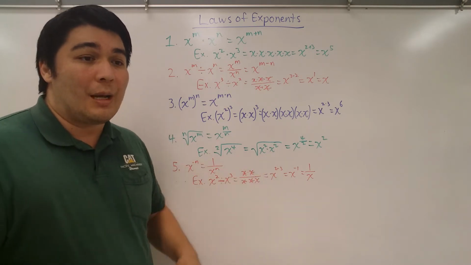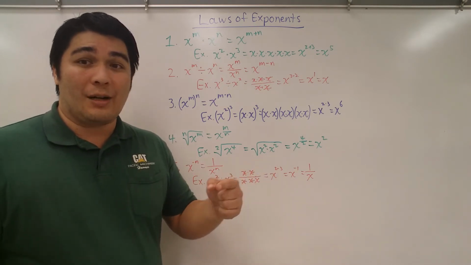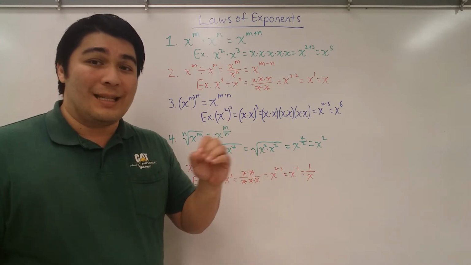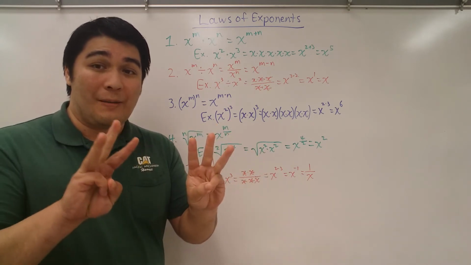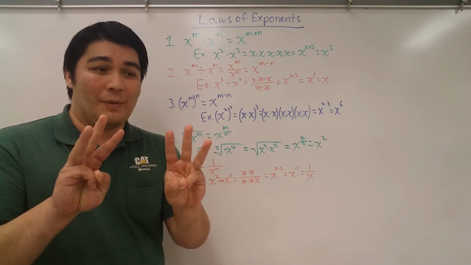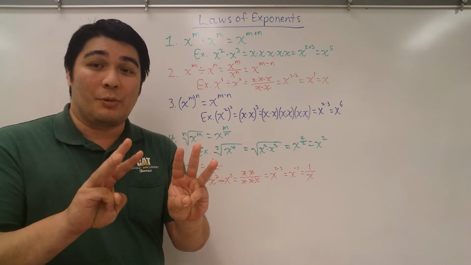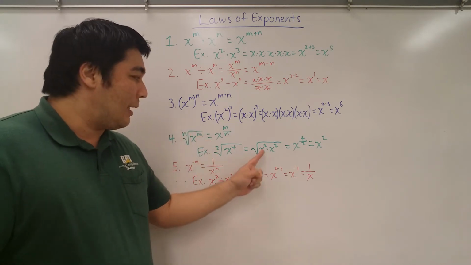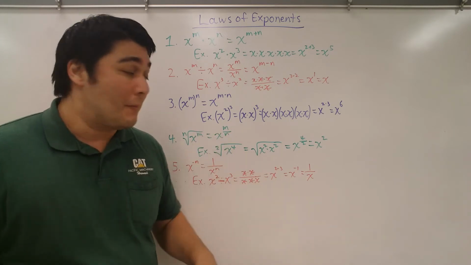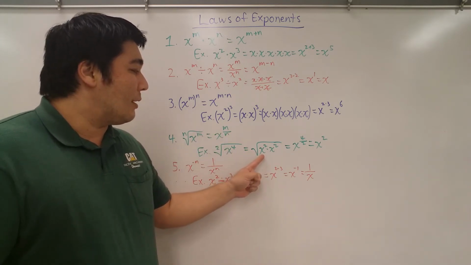Now, what I hope you notice is, based on your training on square roots, like if I have the square root of 9, because 9 can be written as 3 times 3, and I've got two of those 3s, they basically are able to break out of the radical, and it would be simplified to just 3. Okay. So in this case, I've got x squared times x squared.